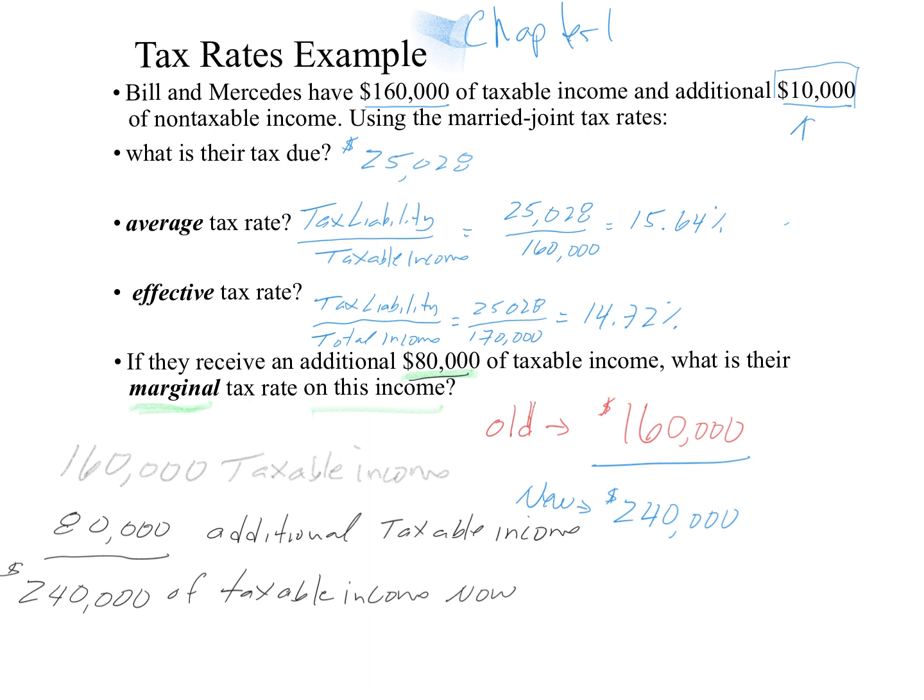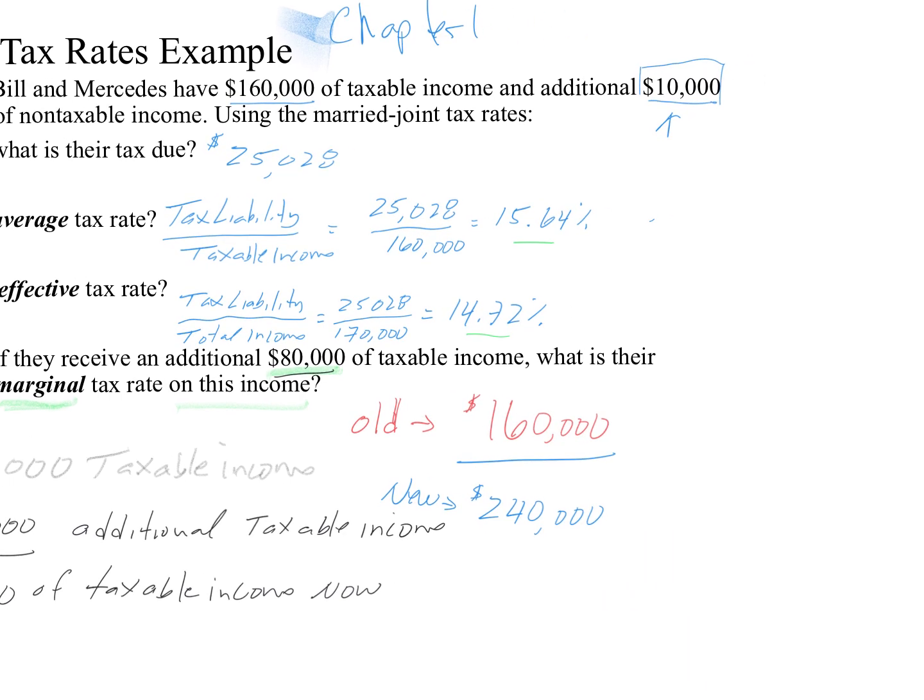All right, and so we had our average tax rate of 15.64%. We had our effective tax rate of 14.72%. And so now our marginal tax rate on this new increment of income is 22.83%, right? Does that all make sense? Well, I say yes, it does, because remember, their marginal tax rate on this $160,000 of taxable income that they had originally, that marginal tax rate was 22%.